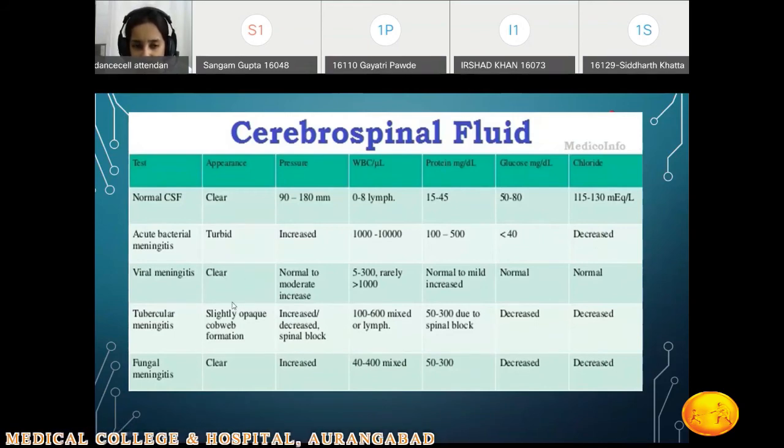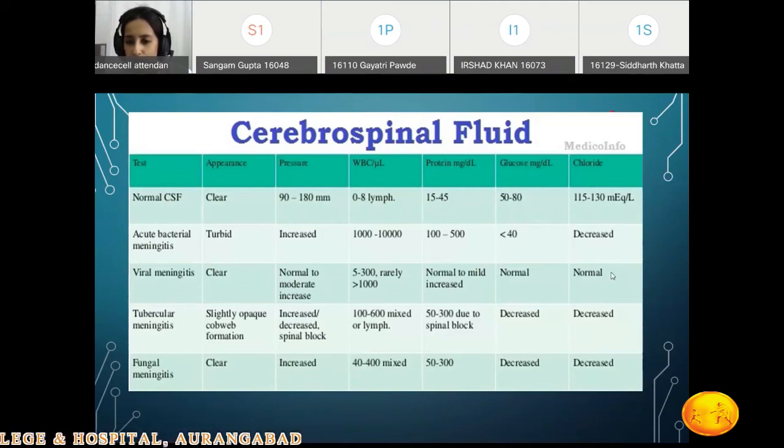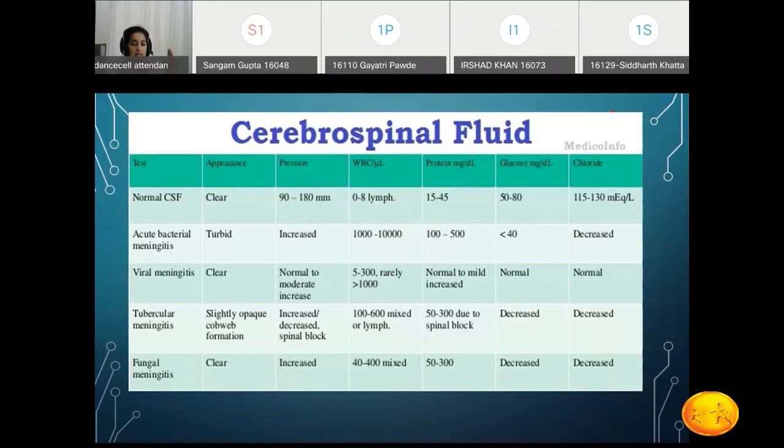In viral meningitis, the picture usually mimics the normal CSF picture. Everything appears to be normal except for the cells. The cells are usually within hundreds to 500 in viral meningitis, and they are predominantly lymphocytes. In tubercular meningitis, the appearance is opaque with high opening pressure and cobweb coagulum formation, proteins are highly raised, glucose is decreased, and cells are usually more than 500 to 1000 lymphocytes.